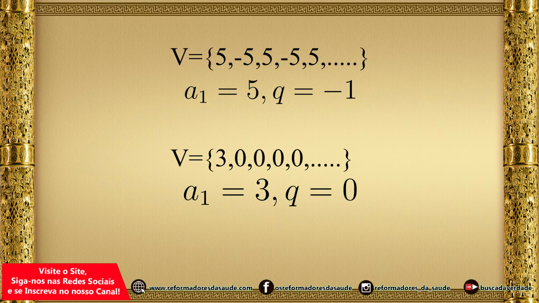When a value has the opposite sign to the previous one, this occurs when the value of q is negative. And we still have the stationary ones. When the initial term is non-zero and all others are 0, this happens when the value of q is 0.